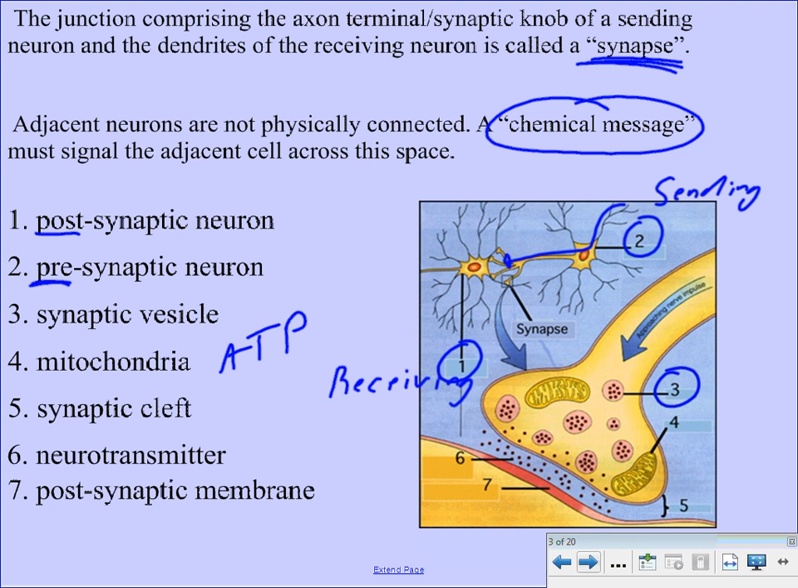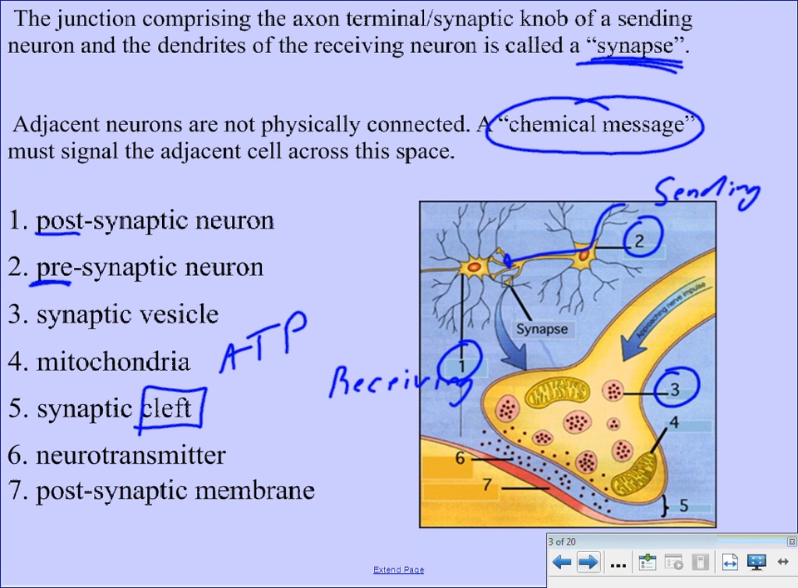Quite often the term synapse is used incorrectly. As I have here, a synapse is the junction between two cells. It does involve the end of one cell, the beginning of the second cell. When we talk about the actual space between the two of them, it is given a different name. It is the synaptic cleft. So the synapse involves several different structures. The synaptic cleft is specifically the space between the two cells.